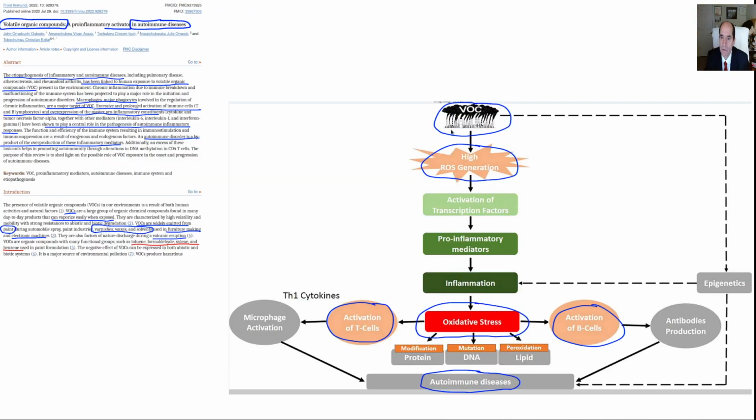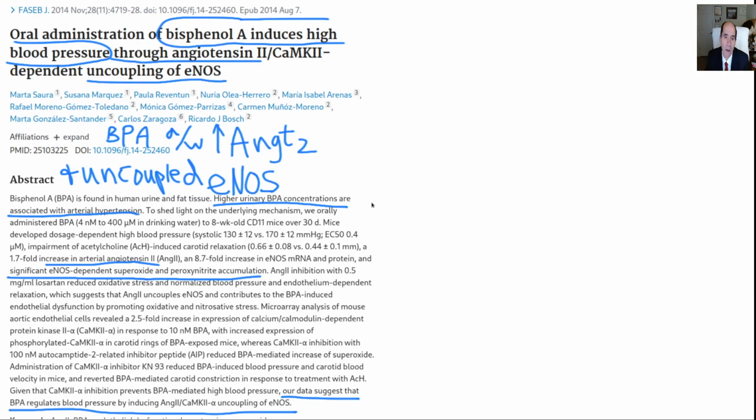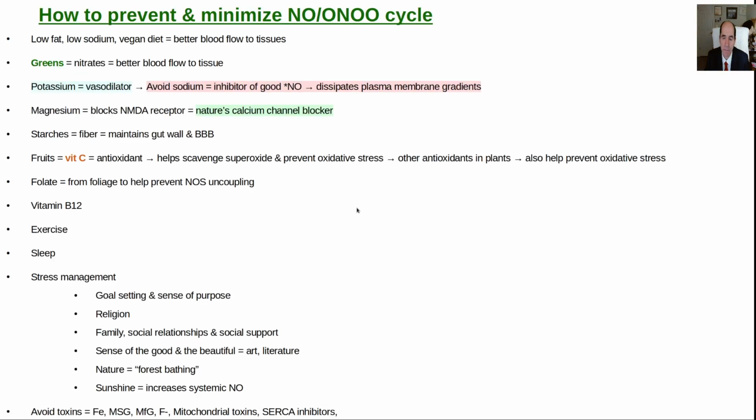This is showing volatile organic compounds will cause oxidative stress, and they'll also lead to increased cytoplasmic calcium. They'll cause brain inflammation. BPA will uncouple endothelial nitric oxide. This is the hard plastic, and that will also increase your risk of brain damage and cardiac damage. That's why you want to store your water in a glass bottle. So what can you do?